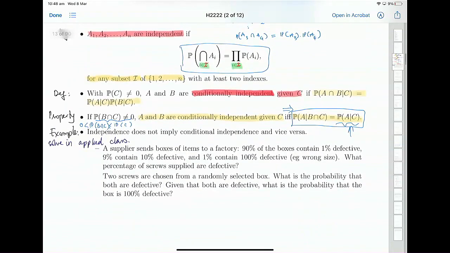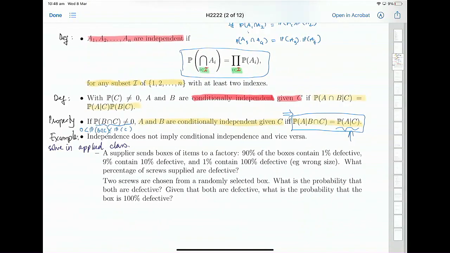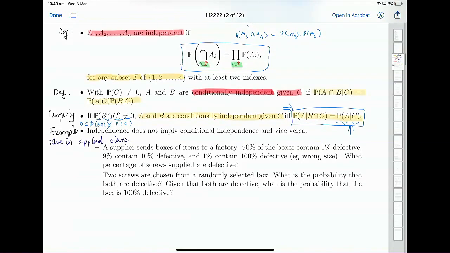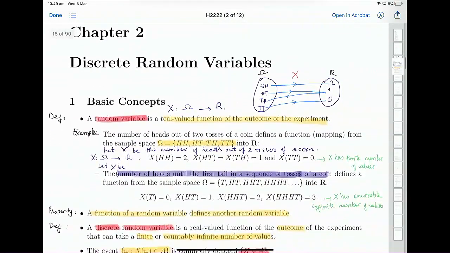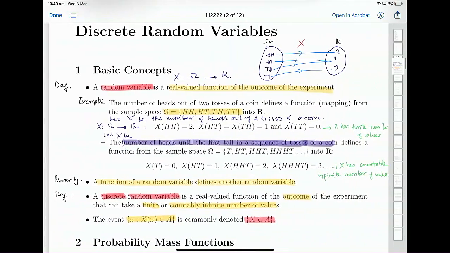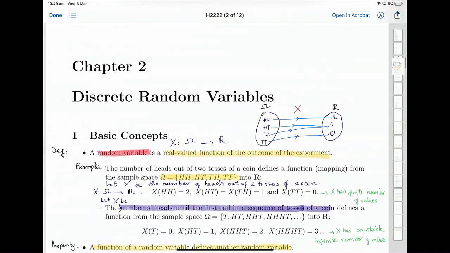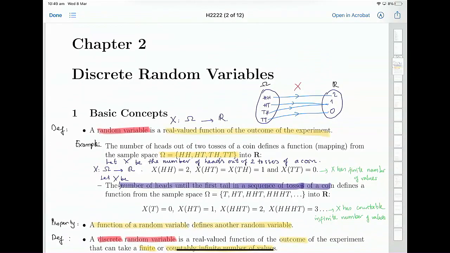All right. This is an example to see that independence does not imply conditional independence, and also in the previous way, which means that conditional independence doesn't imply independence. So you will see a lot of similar exercises as this one in the applied class. So you can practice to solve it at home or in the applied class. So I will not talk about it here. So we have 5 minutes left to learn about discrete random variables.